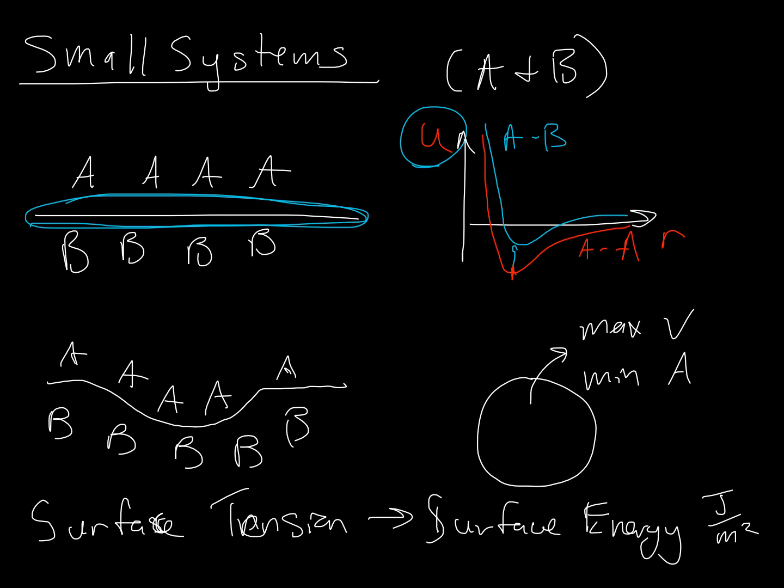If you're adding some sort of a surfactant to this interface here, you might add a surfactant where it has one group that's a little bit friendlier to A and a group that's a little bit friendlier to B. This lowers the surface tension, but the way that I like to think about it is it lowers the surface energy. It lowers the penalty for those two phases to be in contact with one another.